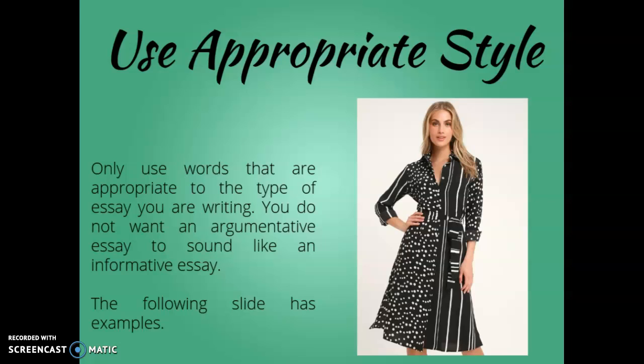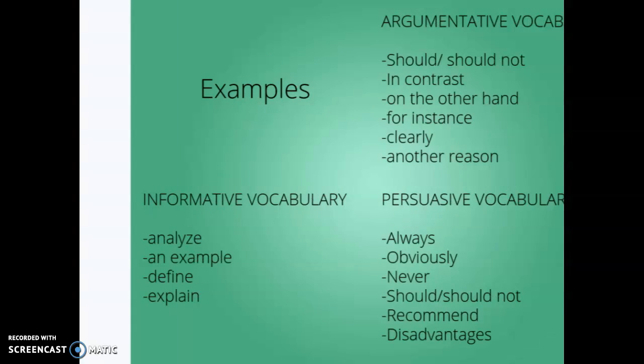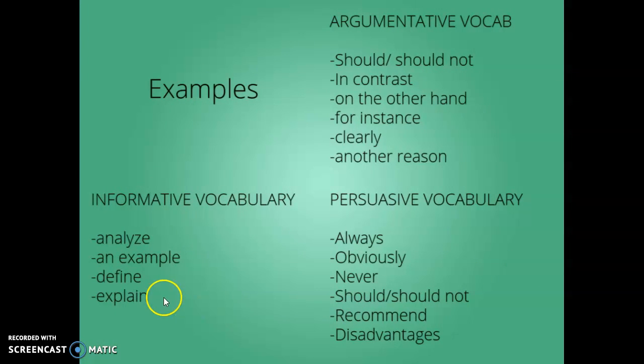The tone of your paper should reflect the style of essay that you should be writing. An informative essay is definitely not going to be using any personal pronouns unless it's a quote. And an argumentative essay should use more words that are contrasting. So let's take a look at some of those examples. Now you can use these words in either, but you're going to find that you're going to use should and should not, and in contrast, and another reason, or on the other hand.